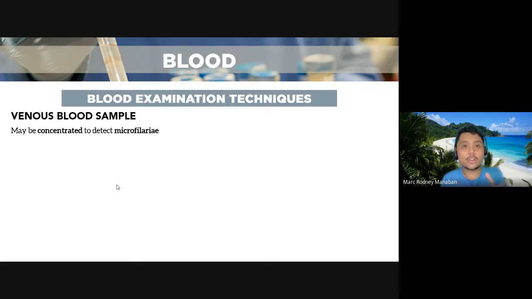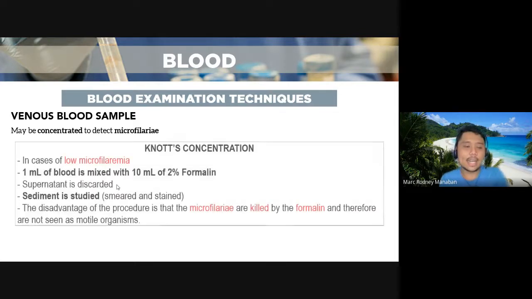But again, as I've mentioned, you can also use venous blood sample, anticoagulated blood for your blood films. But you should prepare it as soon as possible. Because again, if it's delayed, the parasites can be distorted, and the RBCs can be damaged. It will make your examination difficult and identification of your parasite also difficult. Okay? Alright. So, for the first method, you have the Knott's concentration technique.